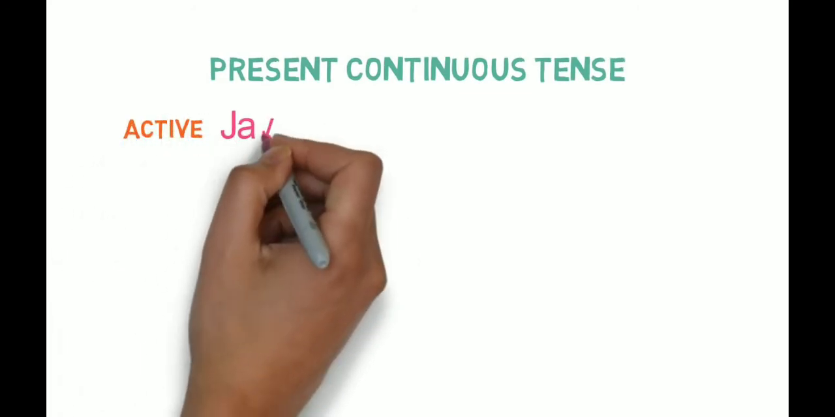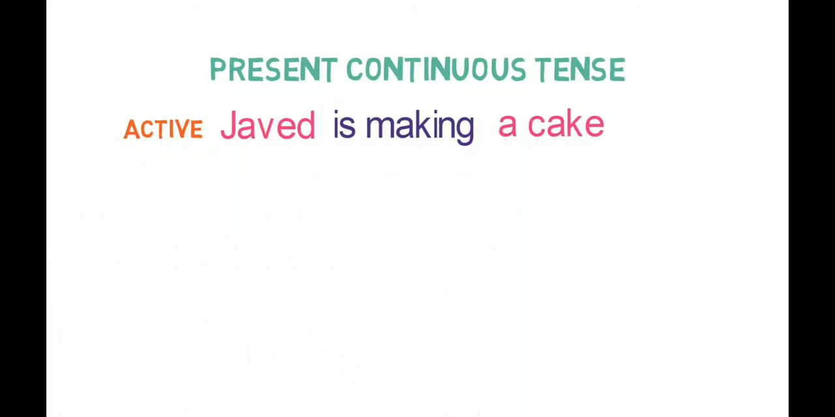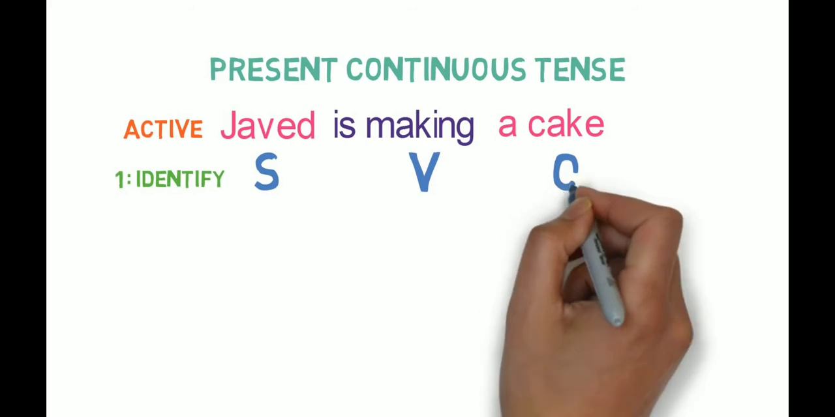Now let's see an example of present continuous tense. Active voice. Javed is making a cake. First step is to identify subject, object and verb. Here, who is performing an action? It's Javed. So, it's the subject. What's the action performed? It's making. So, it's a verb. And what's at the receiving end? It's the cake. So, it's an object.